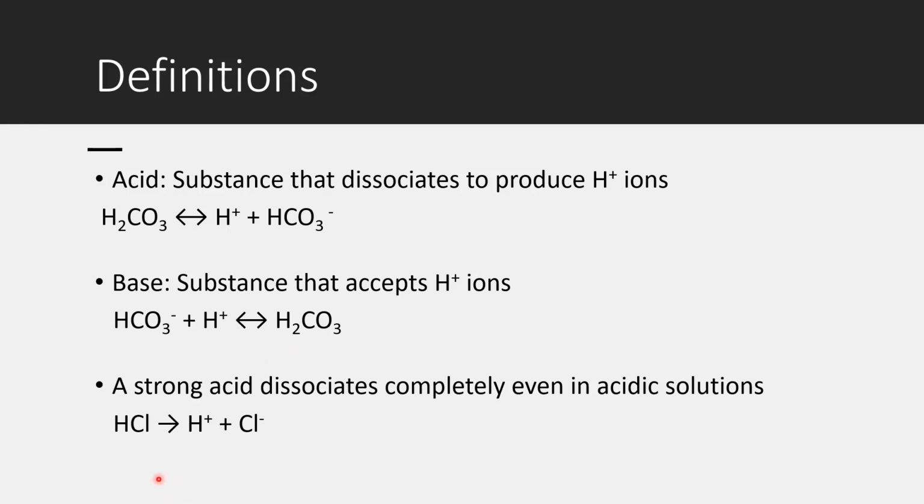Secondly, a strong acid is usually a type of acid that can dissociate completely in an acidic solution. For example, if you look at hydrochloric acid, it is able to dissociate completely in an acidic solution into a hydrogen ion and a chloride anion.